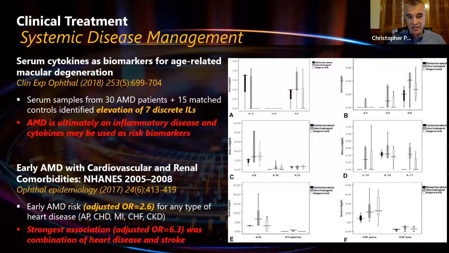The other one is discussing their cardiovascular status. If we're going to discuss heart disease and stroke, really any heart disease is a risk: chronic kidney disease, congestive heart failure, myocardial infarction, the list goes on and on. But the biggest key is if they have heart disease and a stroke, look at that odds ratio, 6.3 times greater. That's a significant odds ratio increase for development of AMD. So that means they already have renal issues, they have significant cardiovascular issues.